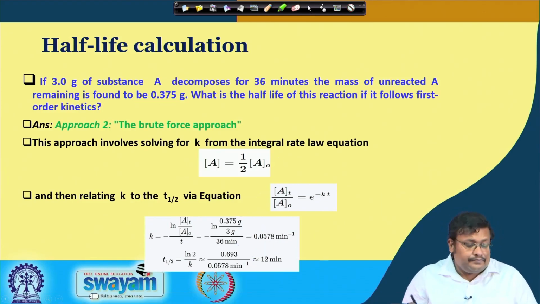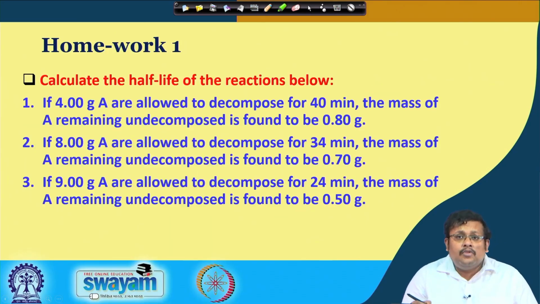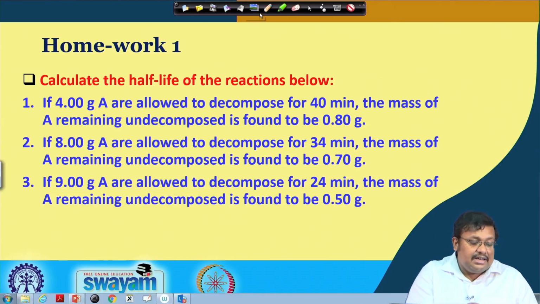So, I have some homework for you guys. Homework 1 is basically you have to calculate the half life of the reaction below. There are 3 reactions I have given here. If 4 gram of A are allowed to decompose for 40 minutes, then the mass of A remaining undecomposed is found to be 0.80 grams. So, this is the first.